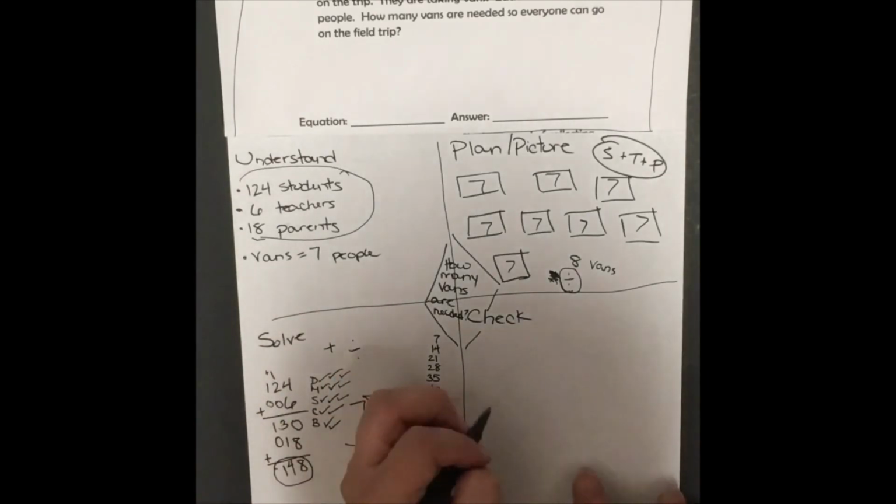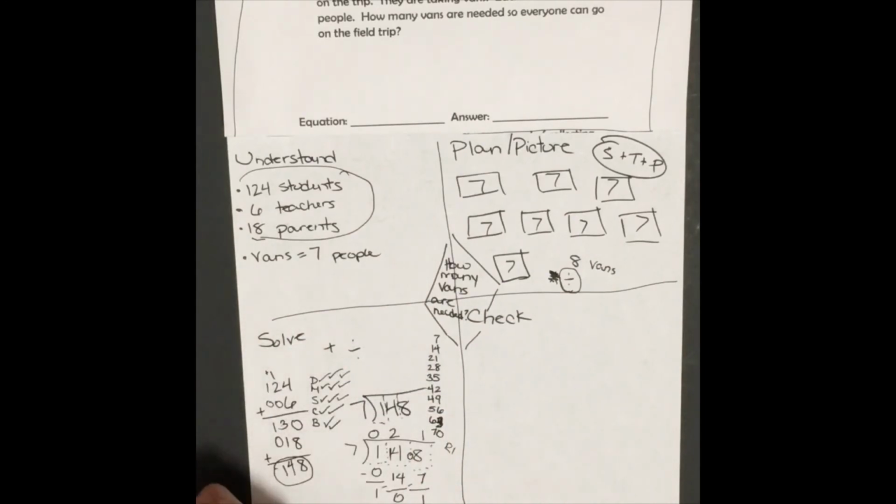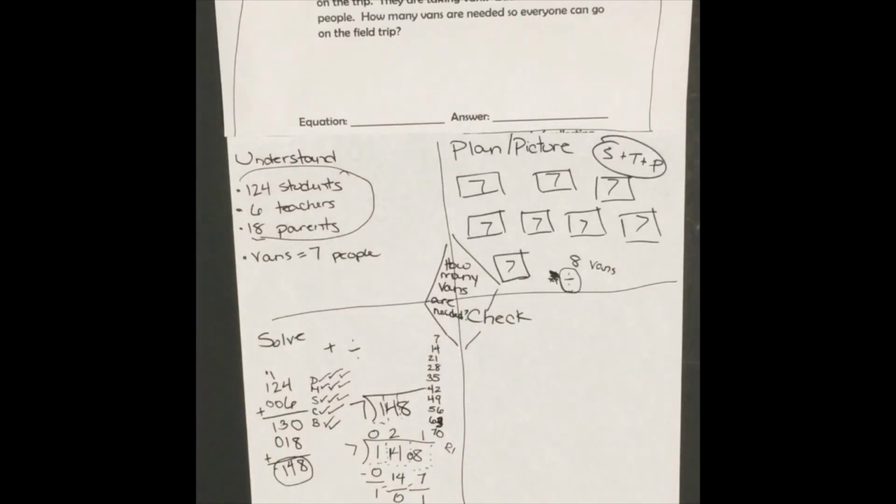Okay, so it would be 21, wait a minute, 21 remainder 1 vans? What's remainder 1? Well, let me think about what this is asking me. If it says how many vans are needed, I know I need 21 vans, but I've still got a remainder of 1. Well, we're talking about people fitting into vans. If I've got a piece left over of something, I can't have a piece of a van. I need to get a whole other van.